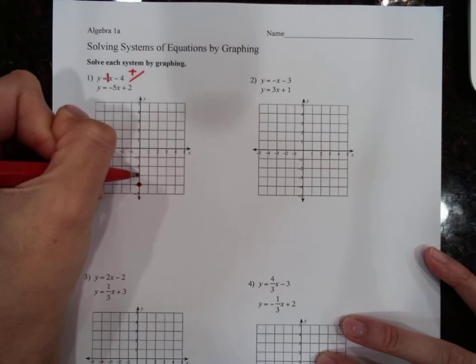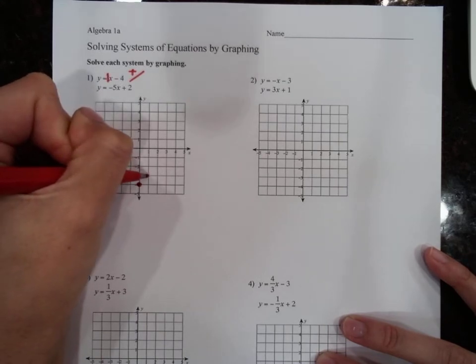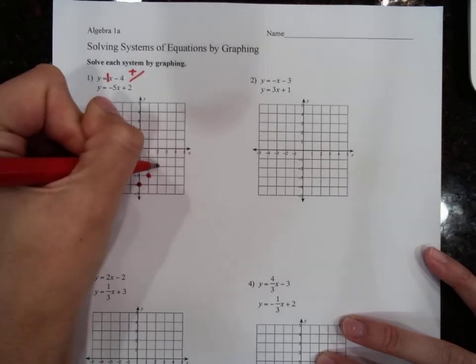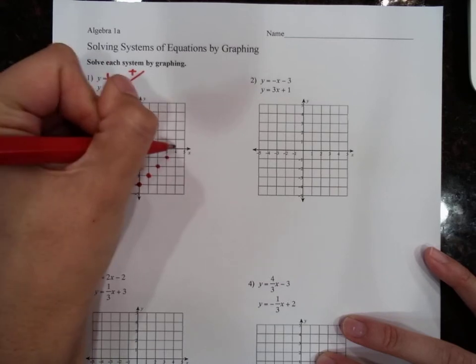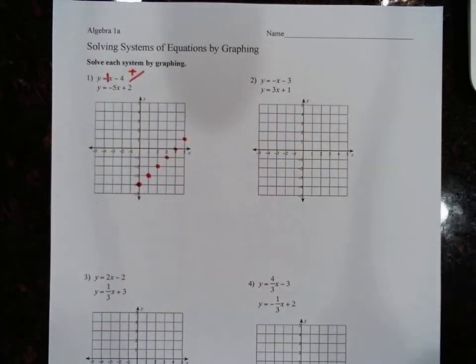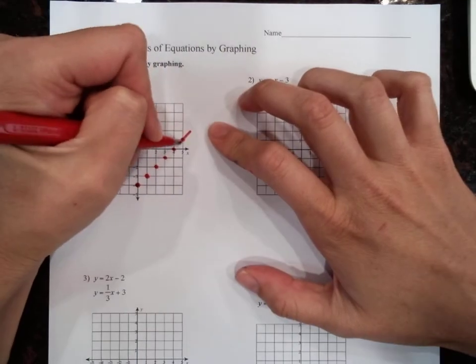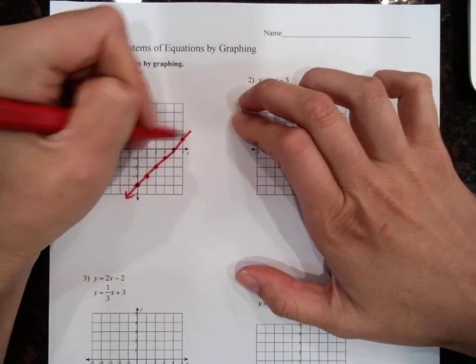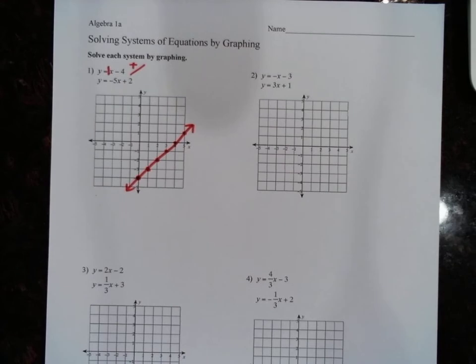So I'm going to go up 1, which means I'd have to go to the right 1. Up 1, right 1, up 1, right 1. My slope is 1 over 1. The rise and the run is 1. There's my first line.